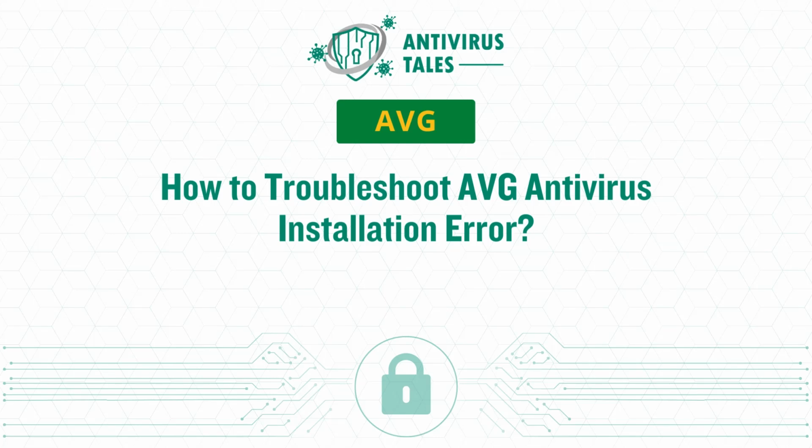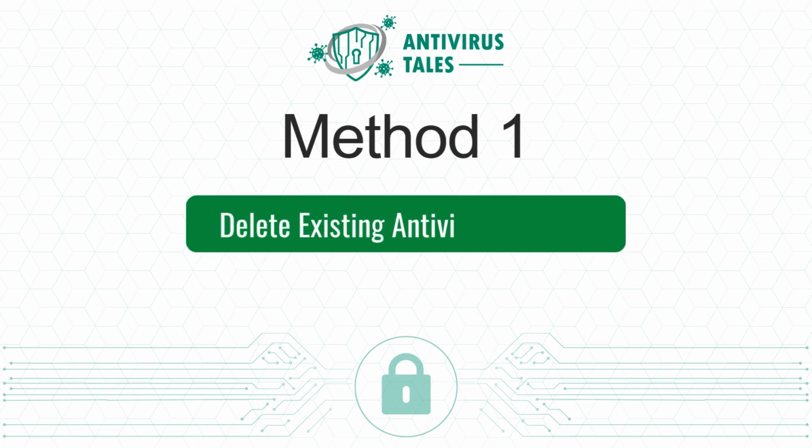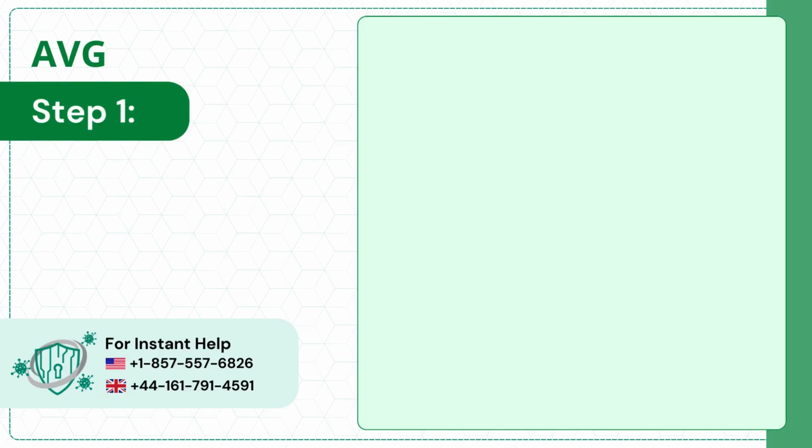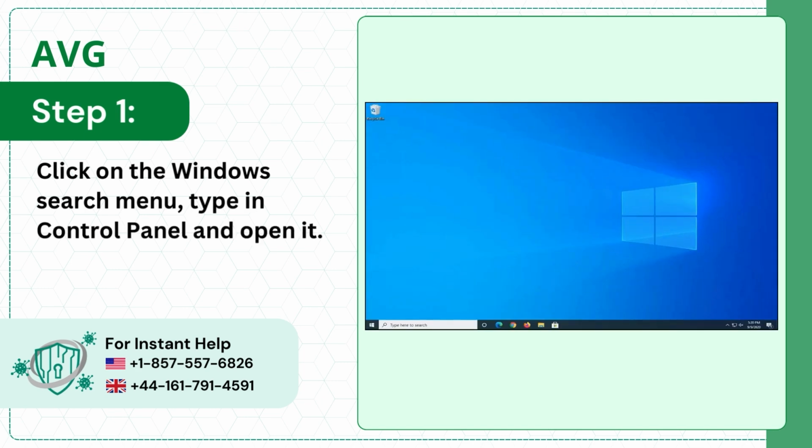How to troubleshoot AVG antivirus installation error. 2 quick solutions. Method 1, delete existing antivirus program. Step 1, click on the Windows search menu, type in Control Panel and open it.